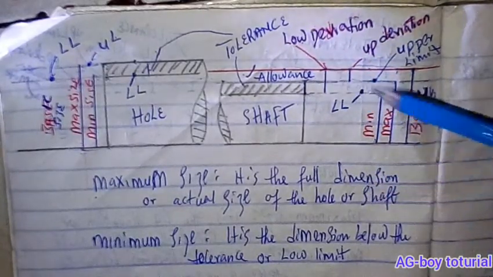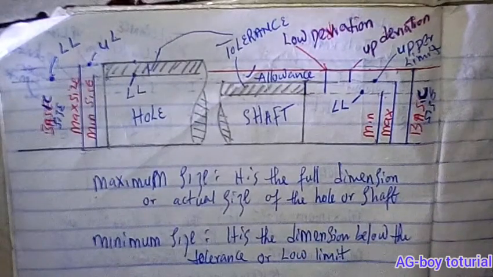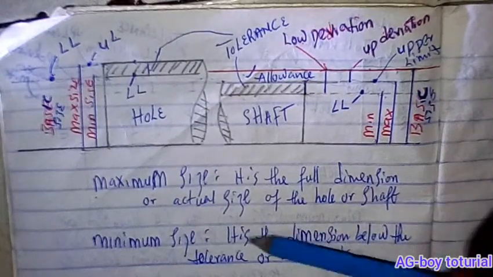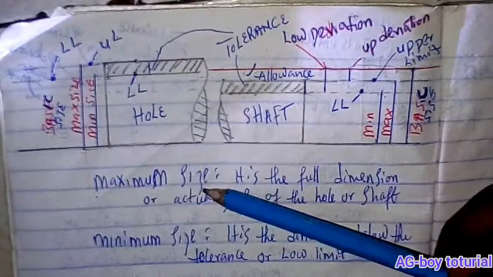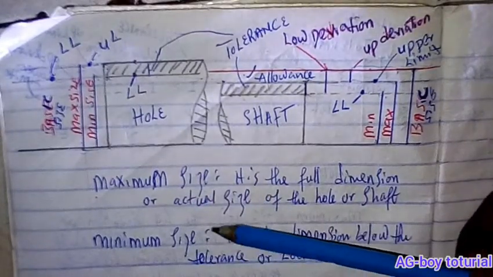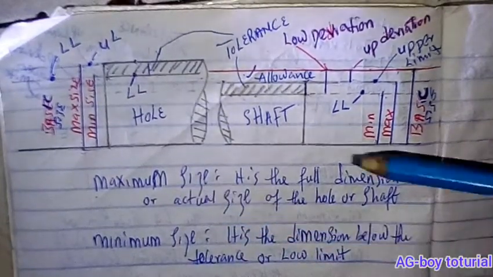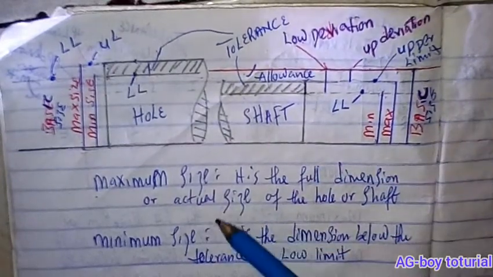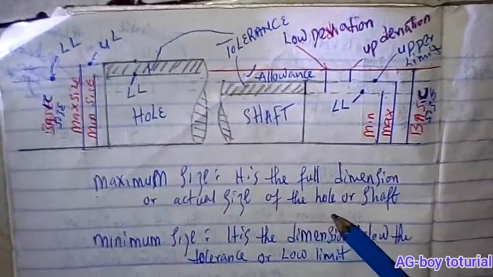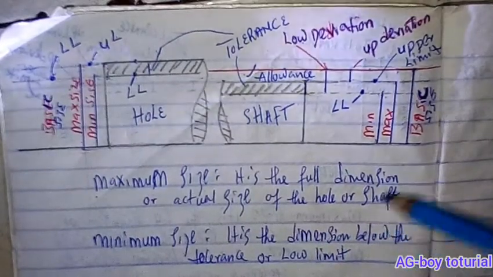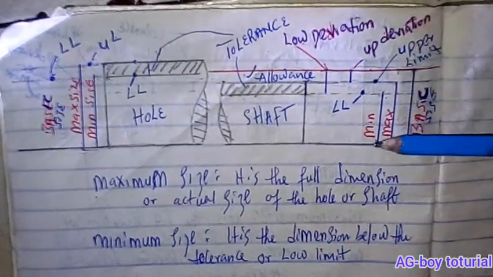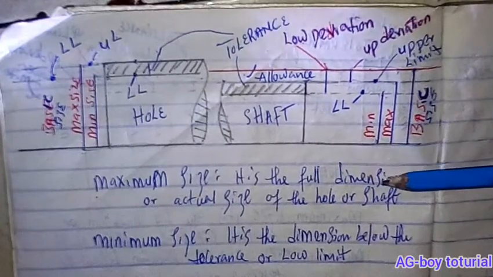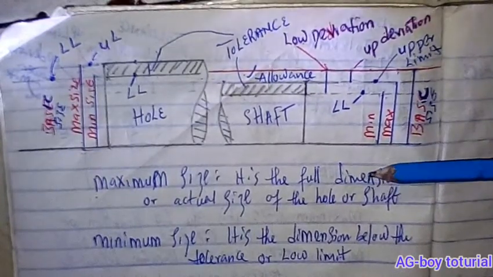Okay, that's for the diagram. Now let's go through some definitions. My maximum size: it is the full dimension or actual size of the hole or shaft. That is my maximum size.